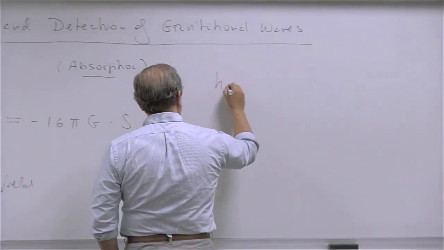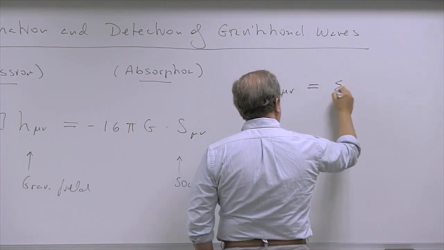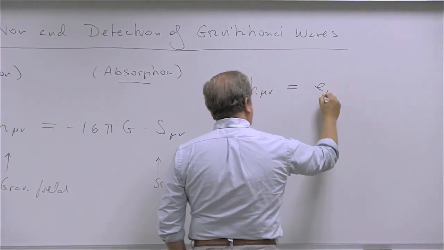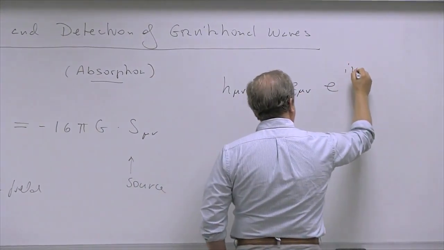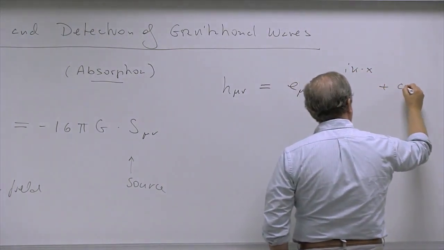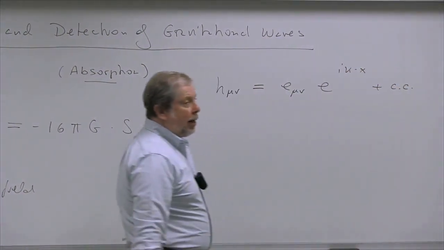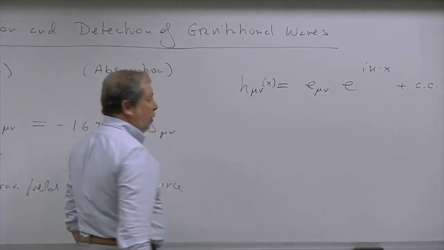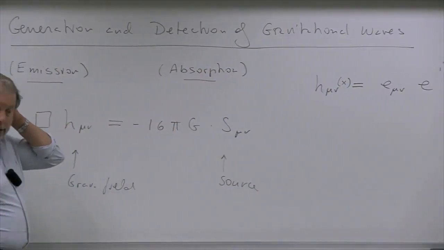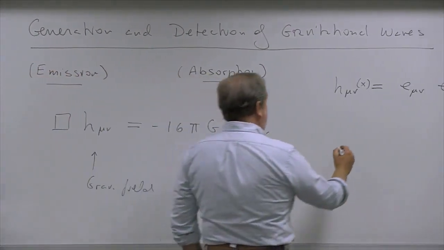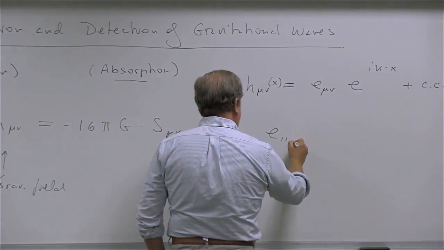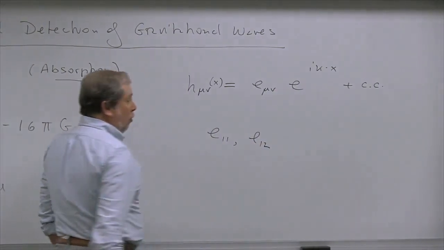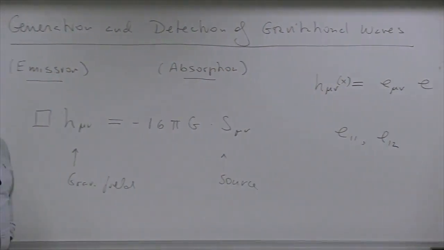Remember that the wave was written as some polarization tensor, which we call E mu nu, times e to the i k dot x plus complex conjugate, right? That the harmonic gauge condition implied, together with the gauge invariance, that you only had two polarization states, right? And those two polarization states had to do with E11 and E12. They were the only ones that were physical.